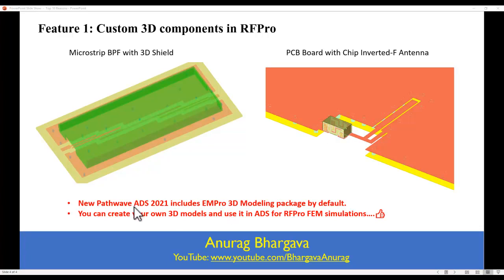If you are migrating to new PathWave ADS 2021, you will have EMPro 3D modeling package by default, so you don't need to buy anything extra as long as you have new PathWave ADS 2021. Using this modeling package, you can create your own custom 3D models, use it inside ADS for running RFPro FEM simulations. Pretty exciting feature, so let's look at how we can do all these.